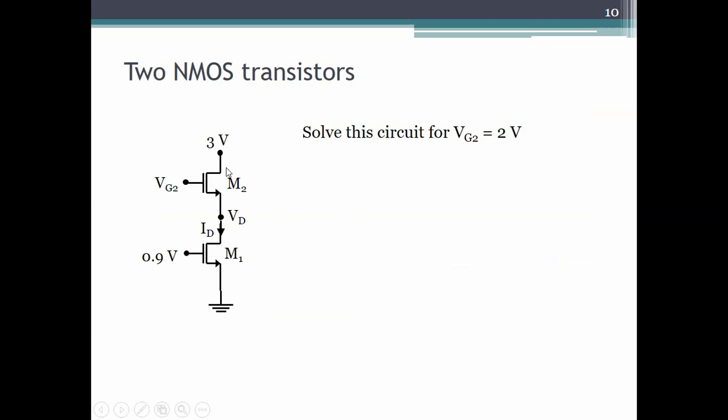So we replace the Rd with an NMOS transistor. Alright, so we have both NMOS transistors, and now we want to solve this circuit if Vg2, this gate voltage, is 2 volts. Alright, so pause and solve. Basically find ID and VD given the gate voltages.